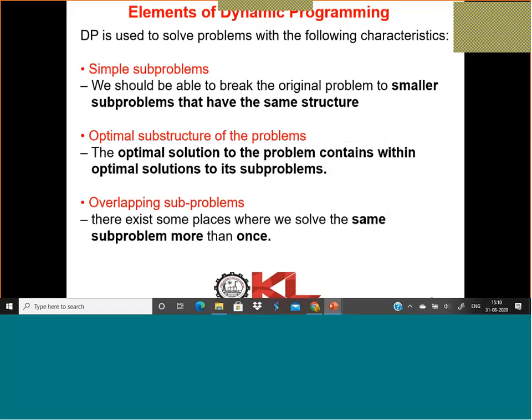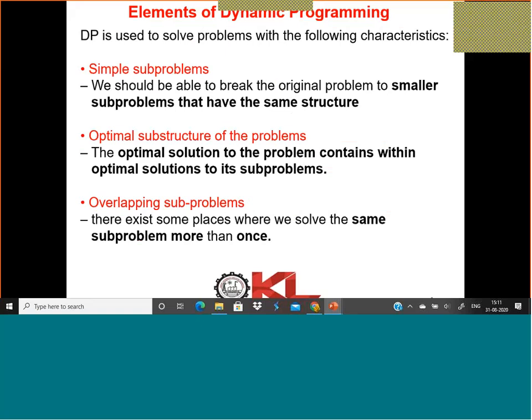Some of the elements of dynamic programming. Dynamic programming is used to solve problems with the following characteristics. First, simple subproblems: we should be able to break the original problem into smaller subproblems that have the same structure. That is what a division is. And second, optimal substructure of the problem. The optimal solution to the problem contains within it optimal solutions to its subproblems.